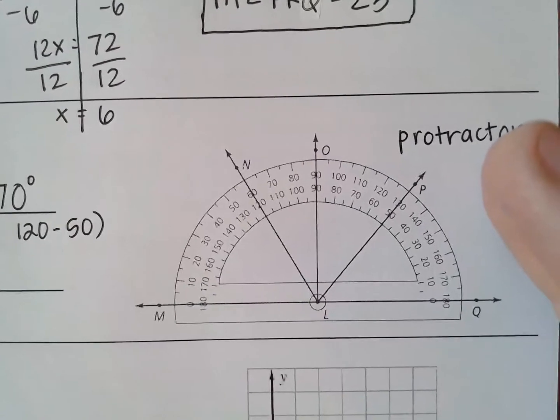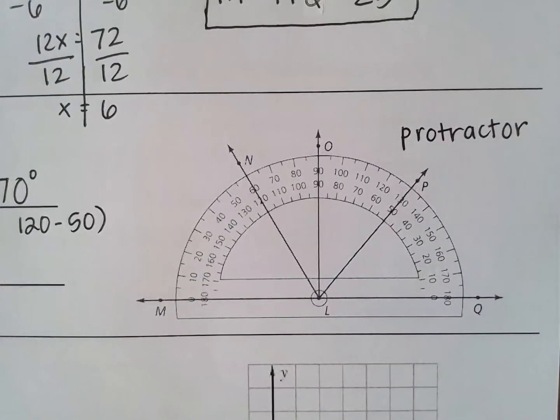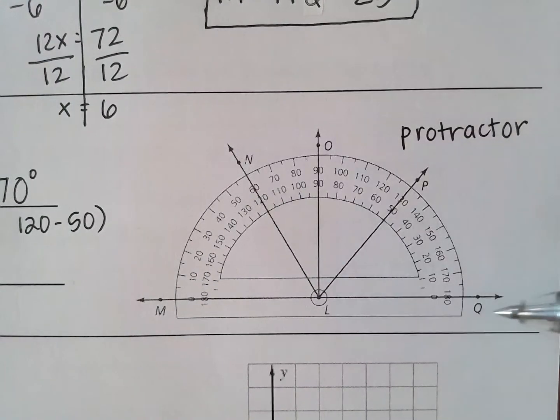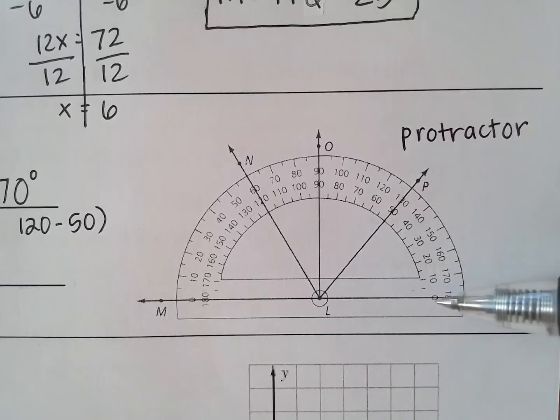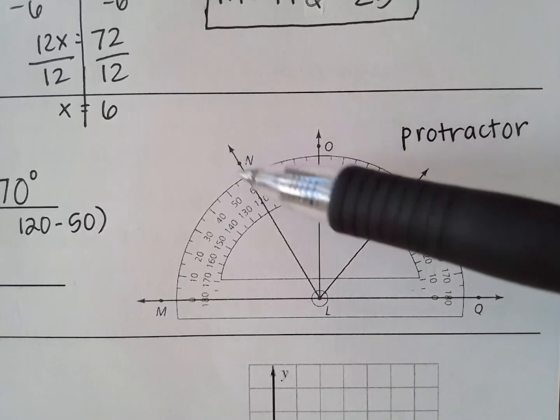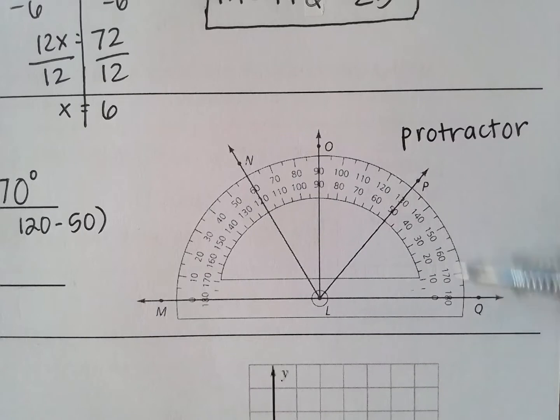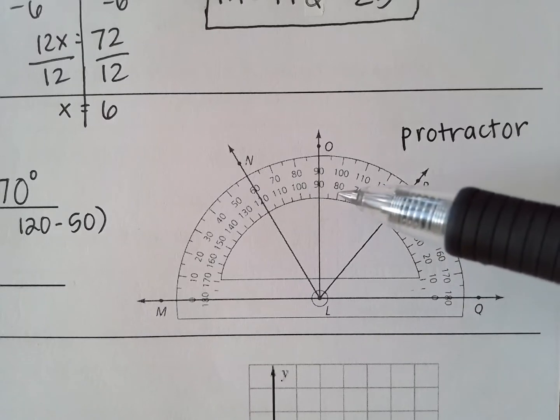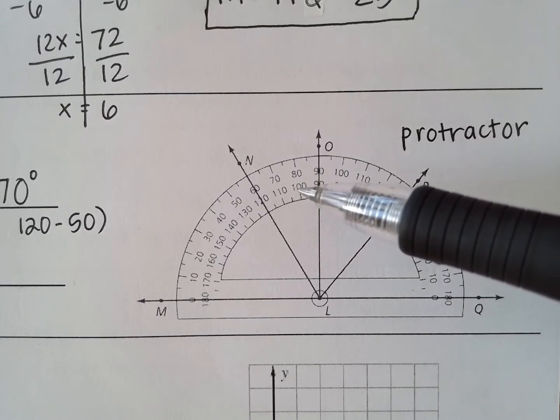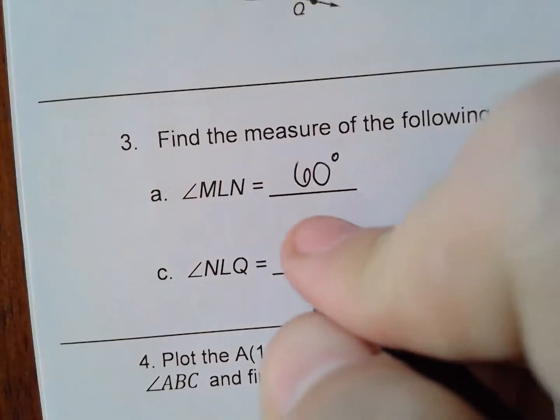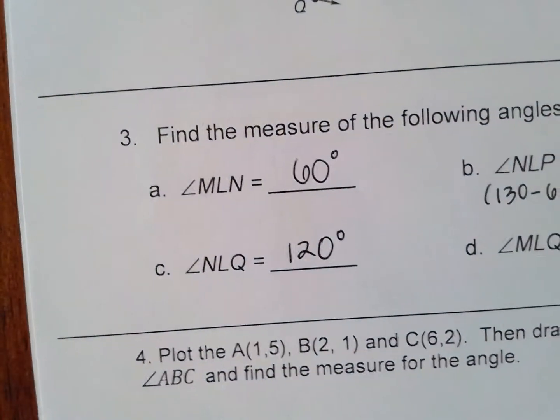The next one says you're going to find NLQ. So notice how Q ends on an end. The 0's right here. So if I'm finding out how big angle NLQ is, I could use the outside, but it's faster to use the inside. So I'll start at 0, and then 10, 20, 30, 40, 50, 60, 70, 80, 90, 100, 110, 120. So the measure of angle NLQ is going to be 120 degrees.